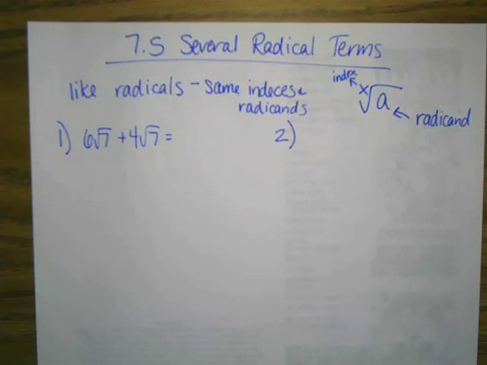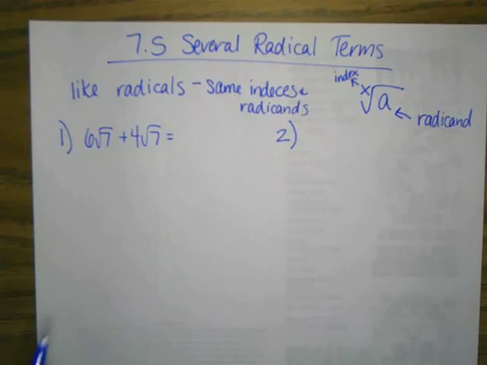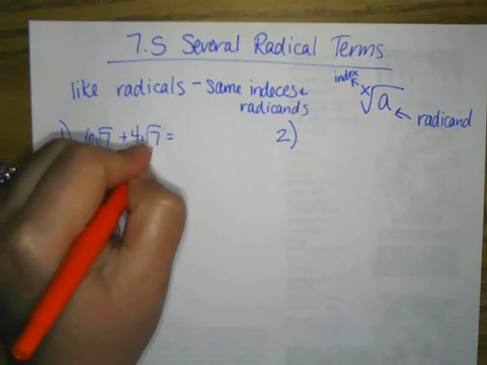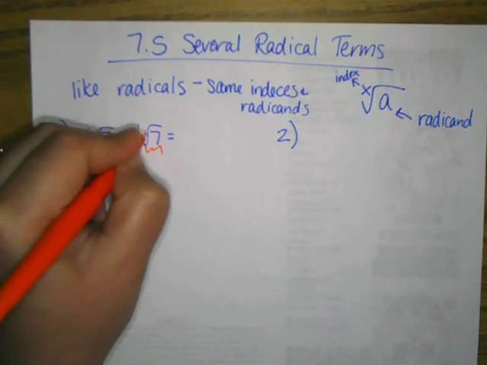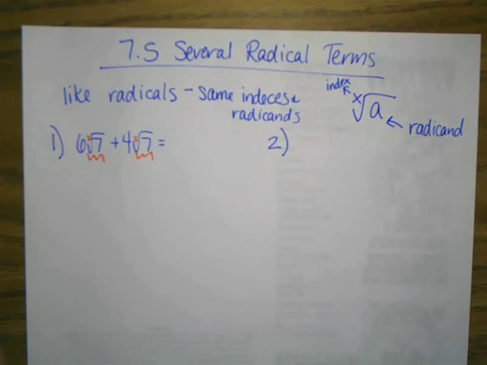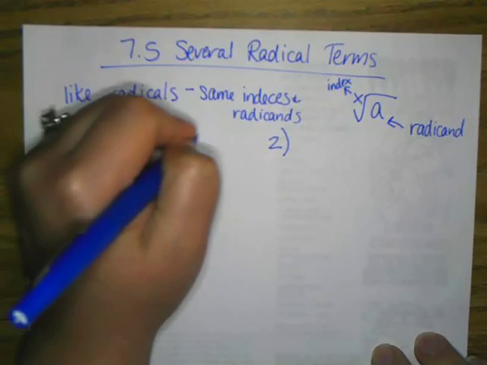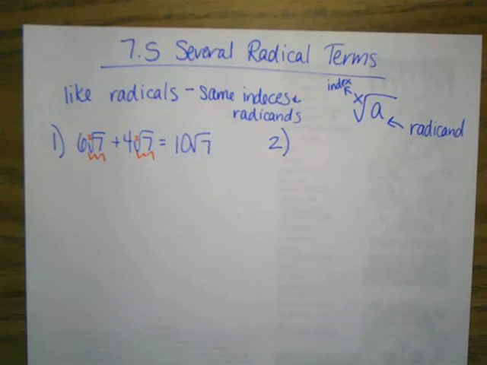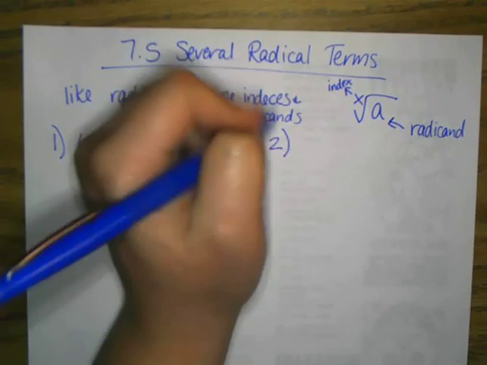So, for example, I have 6 rad 7 plus 4 rad 7. I have like radicals because I have rad 7. They both have an index of 2 because they're square roots, and they have a radicand of 7. So if I have 6 of them plus 4 of them, I now have 10 of them. 10 rad 7. Not too difficult, so you just have to check the index and the radicand.